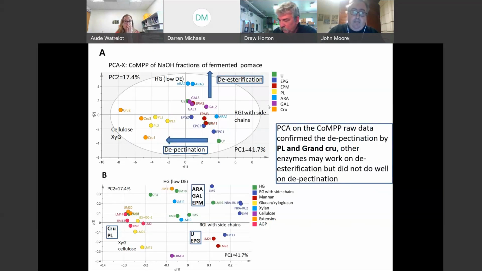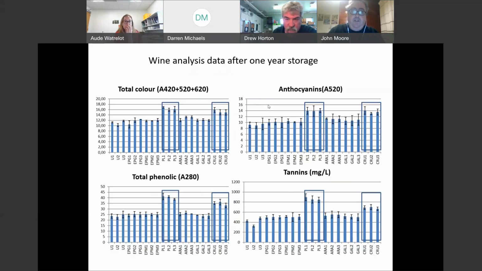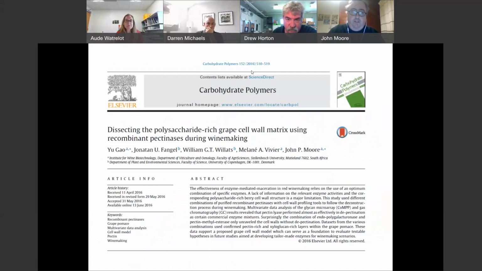And again, we had the same sort of results. In the pectin lyase treated and the Grand Cru treated, we got high levels of color, anthocyanins, phenolics, and tannins in our wines after 1 year of storage. And we published this work.